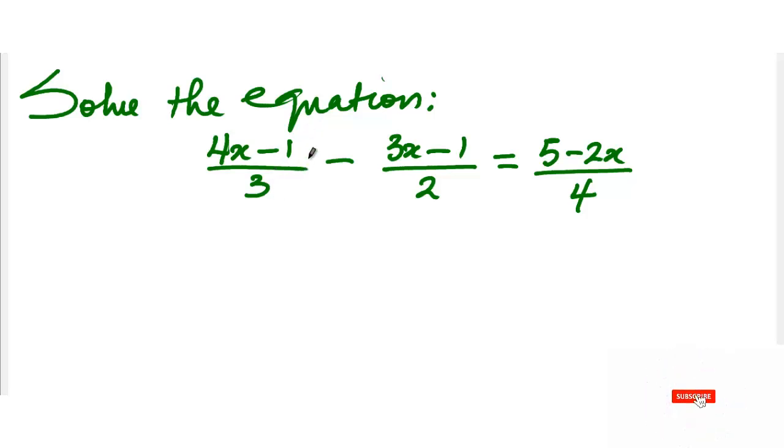All right, in this video, I'm going to be solving this equation. We have (4x minus 1) over 3 minus (3x minus 1) over 2 is equal to (5 minus 2x) over 4. So the first thing we need to do is, how do we solve this problem?